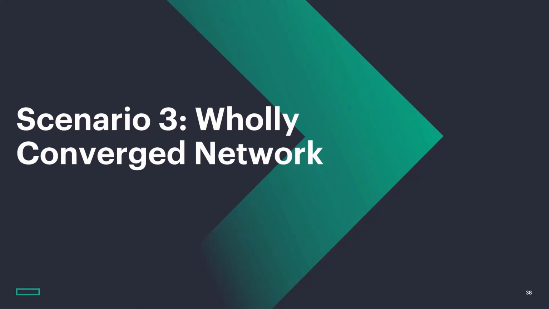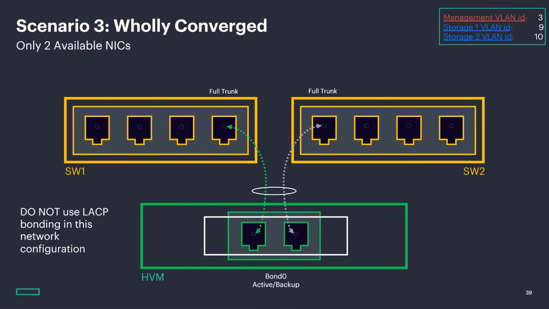Okay, let's look at our last scenario for this video, wholly converged networking. You may have a scenario where the hosts only have 2 network interfaces. You can still make this work by bonding both interfaces together and creating VLAN interfaces on the bond for each service. And let's be real, if your hosts only have 2 NICs, there's a possibility you only have 1 switch as well, but we're not going to worry about that here.